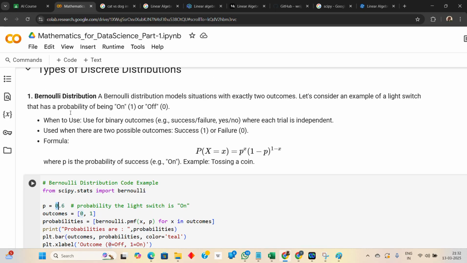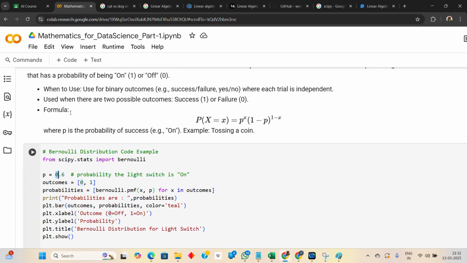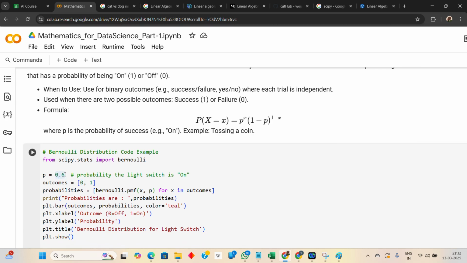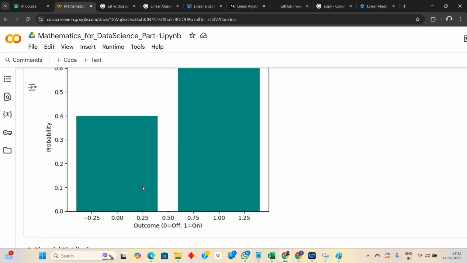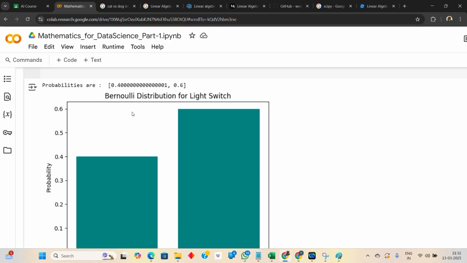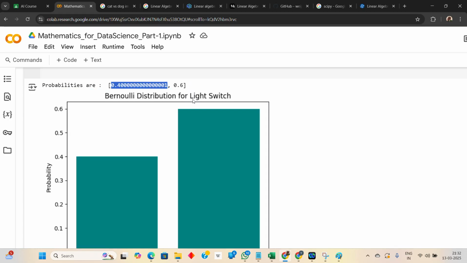So something like: out of 10 people, 6 people are switching on the light and 4 people did not switch on the light. Then what is the probability of switching on the light? 6 out of 10, so 0.6 is the probability. The outcomes are either 0 or 1. 0.4 and 0.6 are the probabilities. Probability of on is 0.6 and off is 0.4.